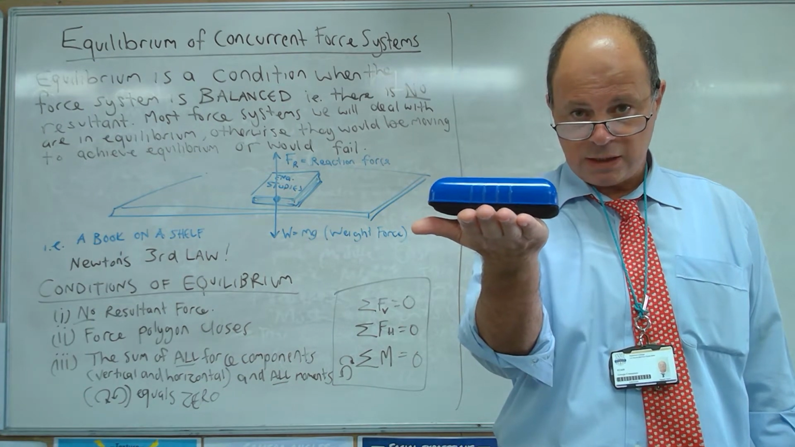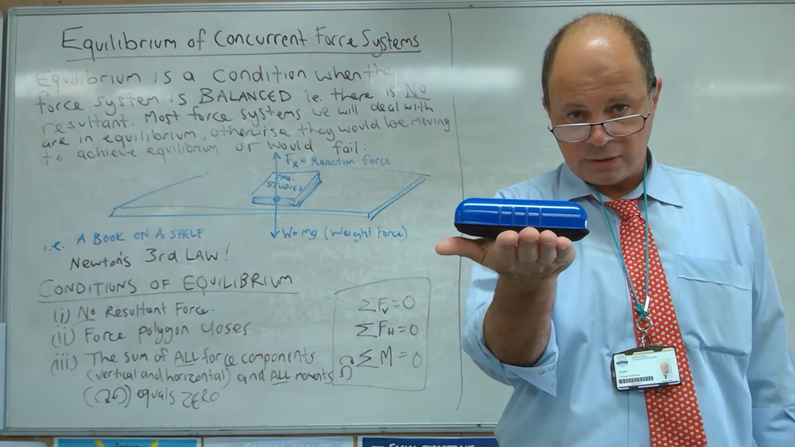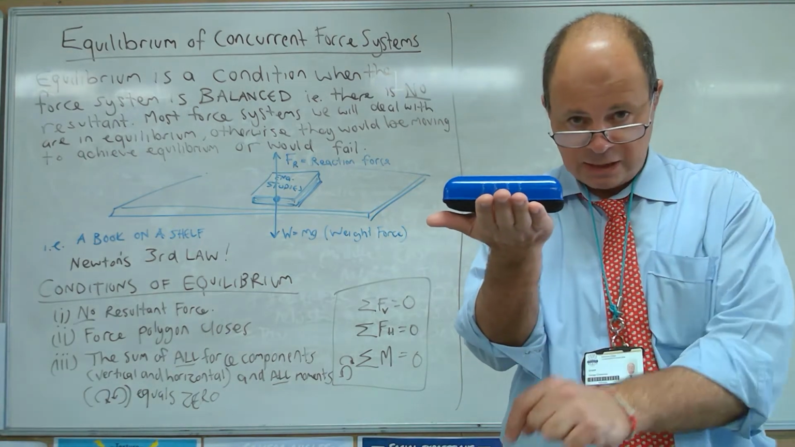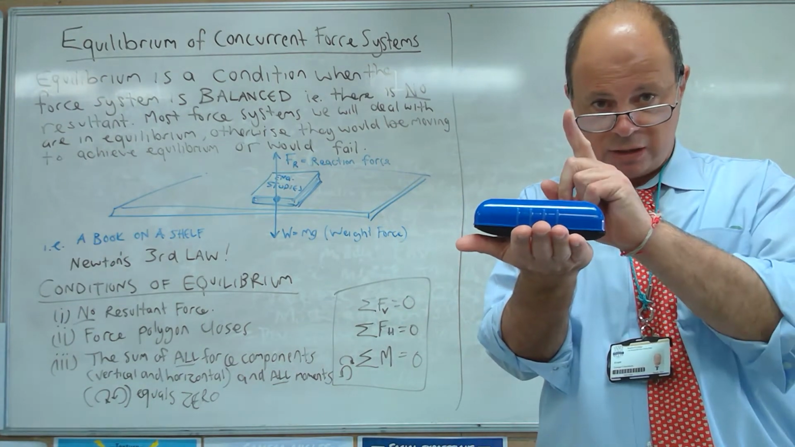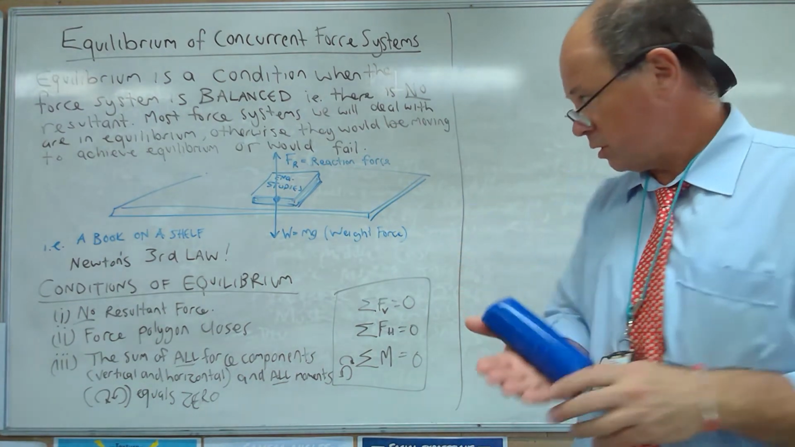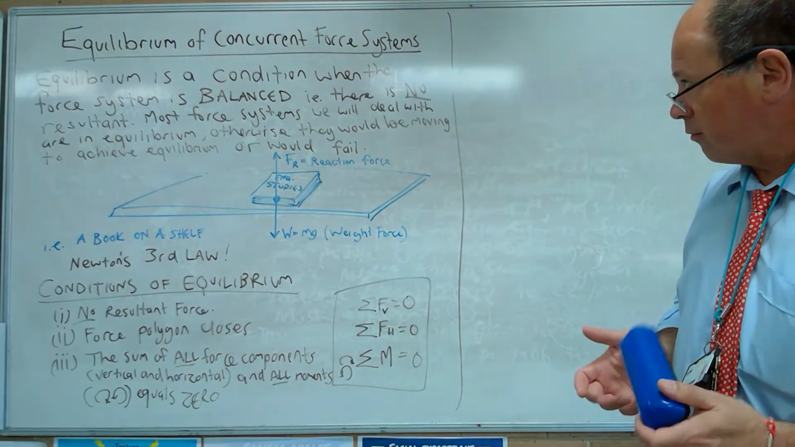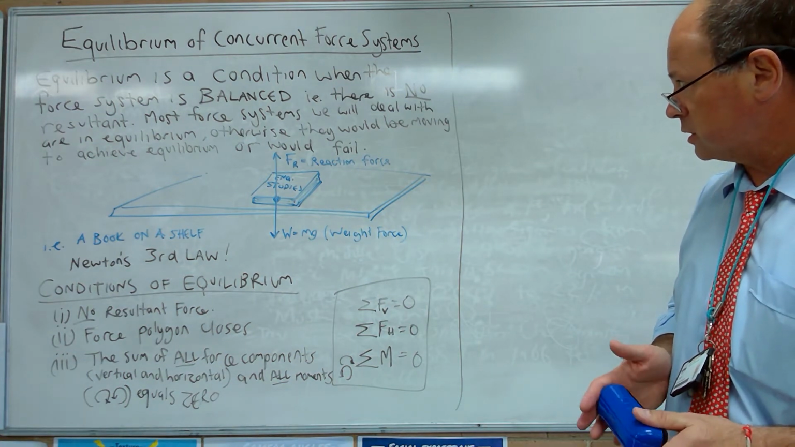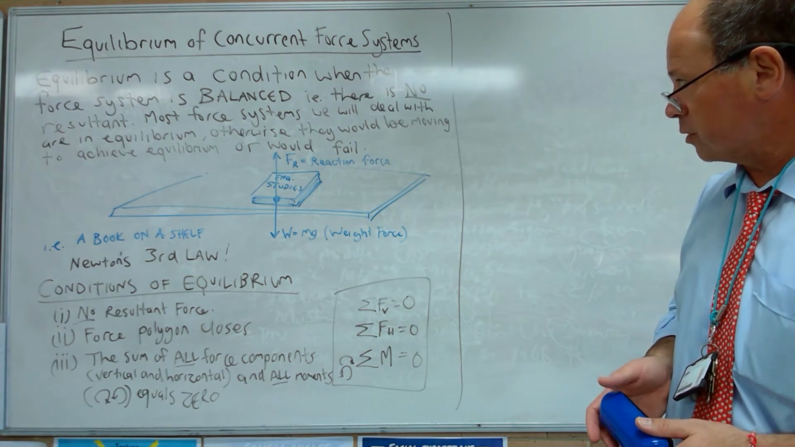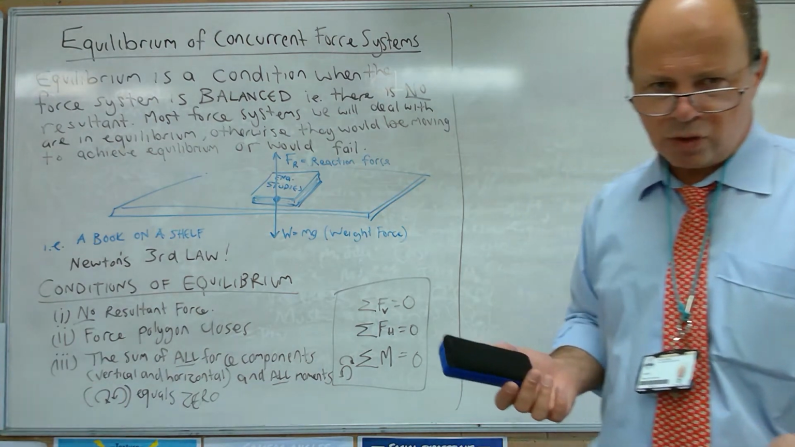So in this instance here, this is probably the simplest example of that situation. Concurrent force system. We have weight force acting straight down, and we have the reaction, equal and opposite reaction, acting up. Okay, Newton's third law. So equilibrium is a condition when the force system is balanced, i.e. there's no resultant. Most force systems we will deal with are in equilibrium, otherwise they would be moving to achieve equilibrium or would fail. So we're talking about structures.